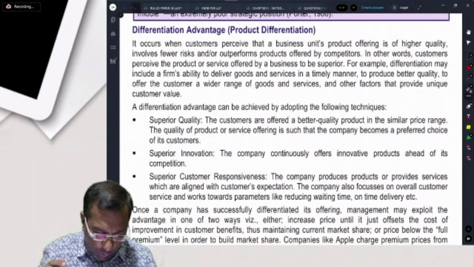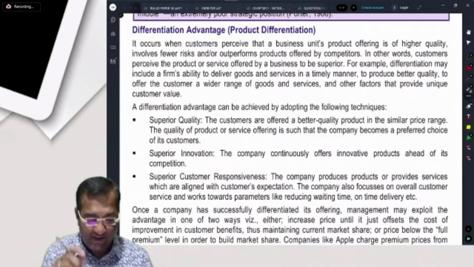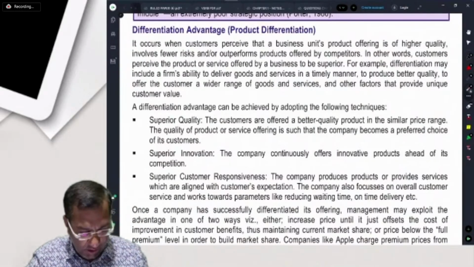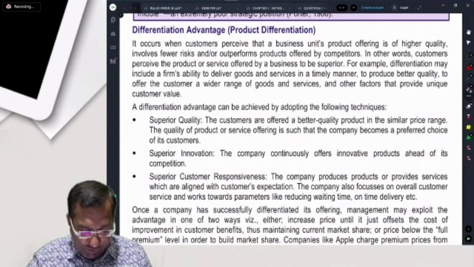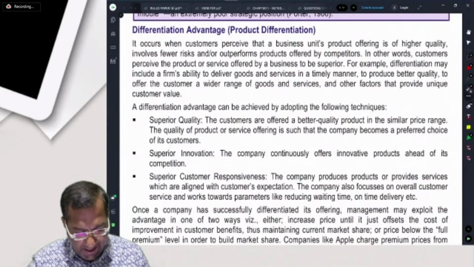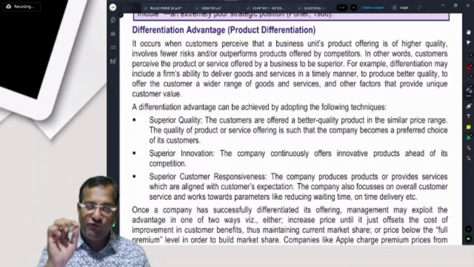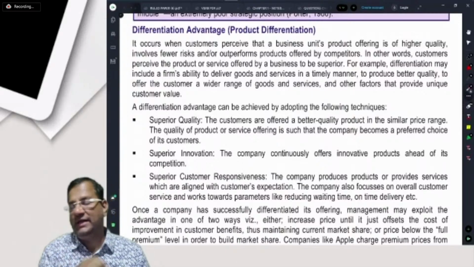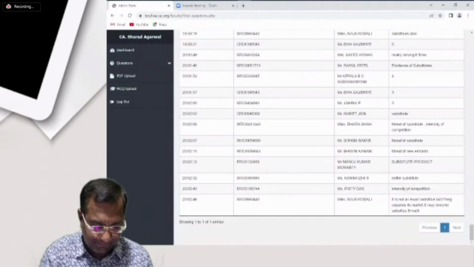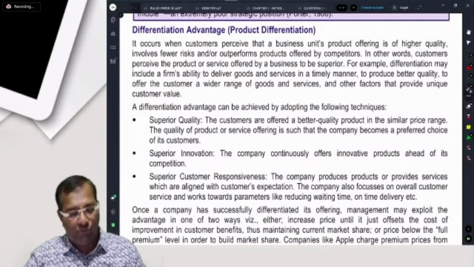Can you tell me the most important word in this first or second line? I am reading this line. Tell me the most important single word. It occurs when customer perceives that a business unit product offering is of higher quality, involve few risks, and outperform product offered by competitors. The most important single word in this line. I am waiting for your answer बेटा. मुझे बताइए इस 2 लाइन में सबसे इंपॉर्टेंट वर्ड क्या है?